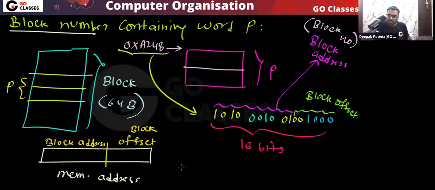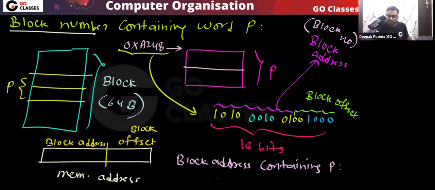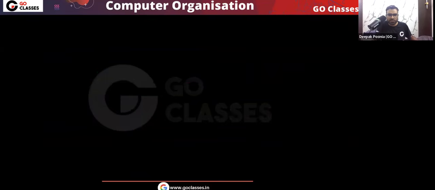So tell me, to which block does P belong? The block number or block address containing P will be 1010 0010 01. Okay, is this clear? This will be the block address containing P. I hope you understood. This is just for understanding purposes, but now let me do it very quickly for P, Q, R, S, for all of them.